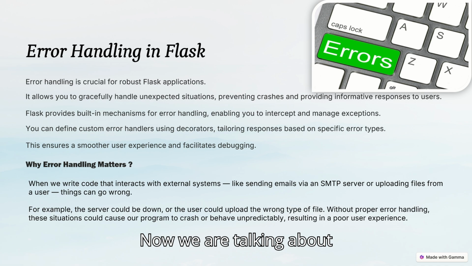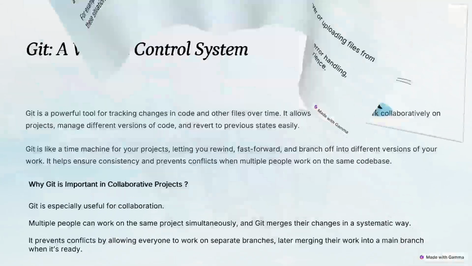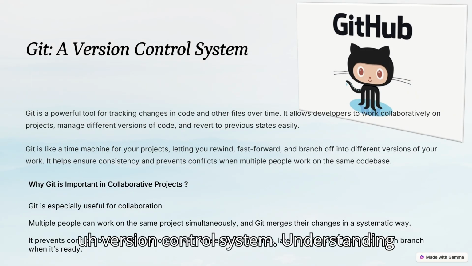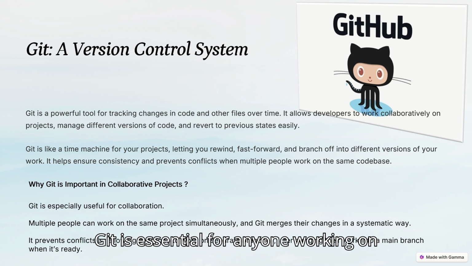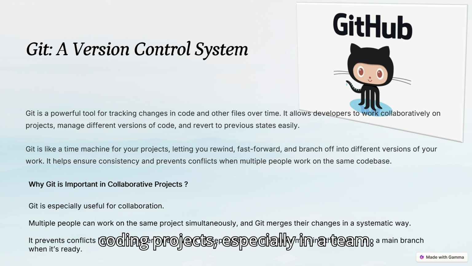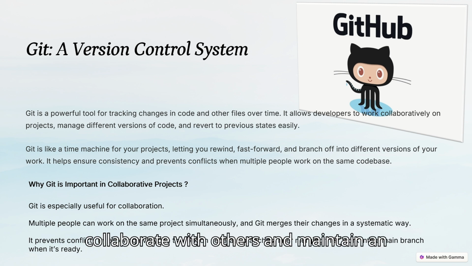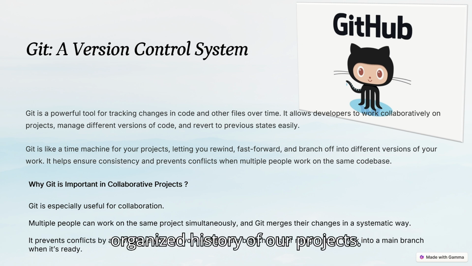Now we are talking about Git, which is a version control system. Understanding Git is essential for anyone working on coding projects, especially in a team. It helps us track changes in code, collaborate with others, and maintain an organized history of our projects.